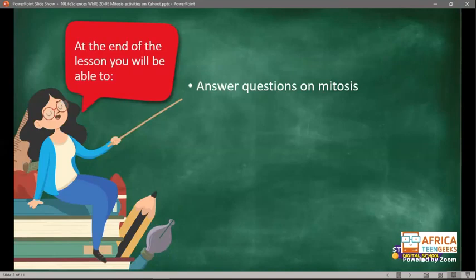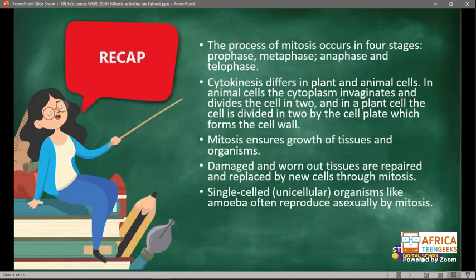All right. So just to quickly recap, yesterday on our previous lesson, we mentioned that the process of mitosis occurs in 4 stages, which is the prophase, metaphase, anaphase, and telophase. Remember, the mitotic phase has 2 processes, which is mitosis and cytokinesis. So mitosis occurs in 4 stages, and then after these 4 is cytokinesis. And cytokinesis differs in plant and animal cells.